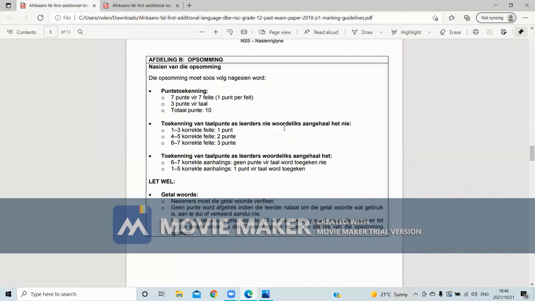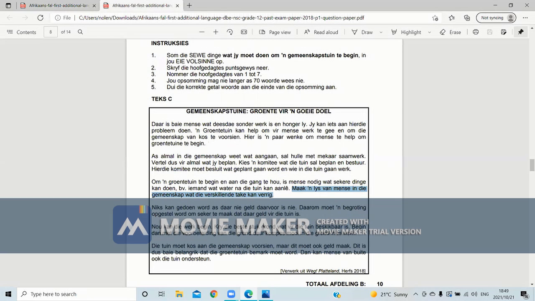Okay, then it says toekenning van taalpunte as leerders nie woordeliks aangehaal het nie. So you'll get the extra 3 marks if you didn't quote word for word, but you don't need to quote word for word. It's not necessary. And then it says no marks are removed if you forgot to put your word count. That's lucky. Okay, so guys, my honest opinion is just quote from here and take out the words that you don't need or replace. Okay, so you can also say jy moet 'n lys maak van mense.